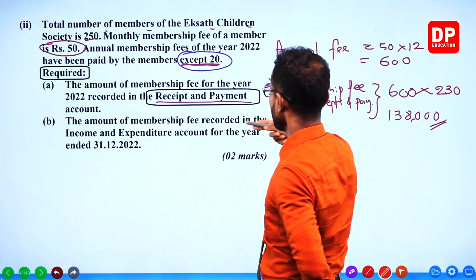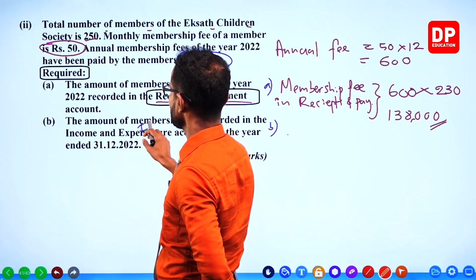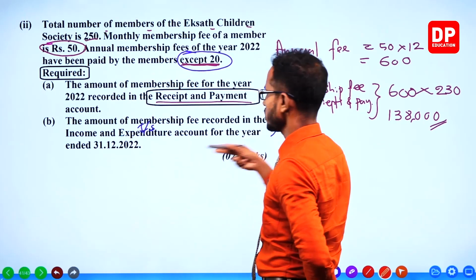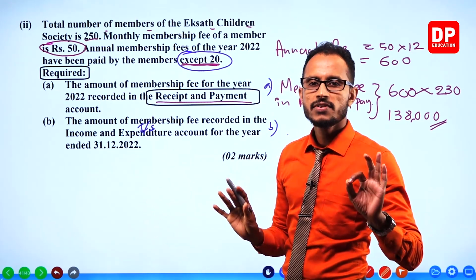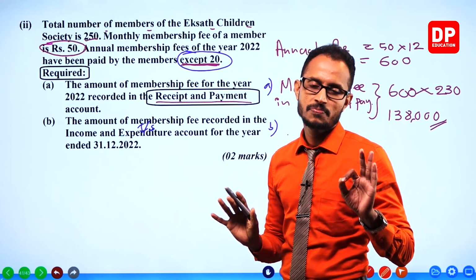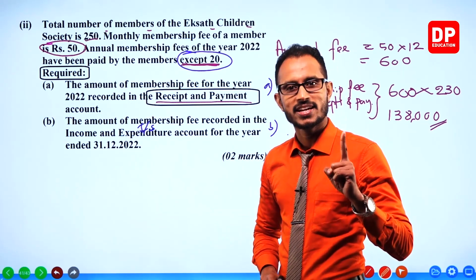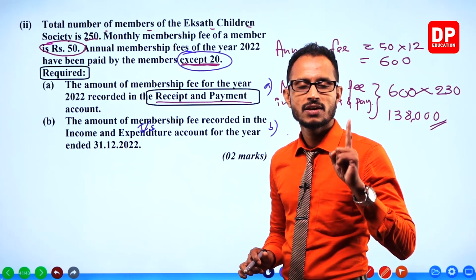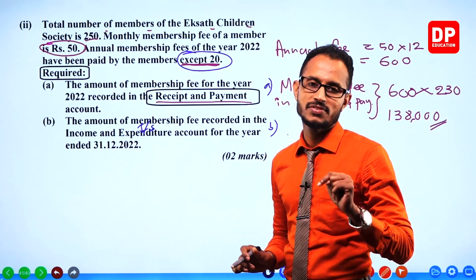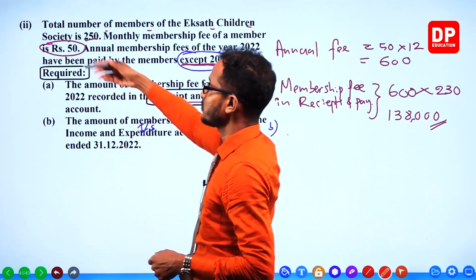Amount of membership fee recorded in the income and expenditure account. This is the income statement, as I told you, for the year. It's easy. That is the relevant full amount of membership fee for the year. I mean the correct amount that must be received from all the members for the year.